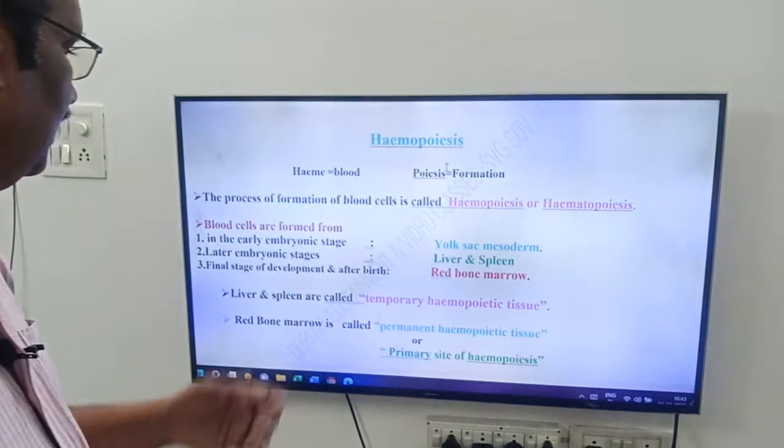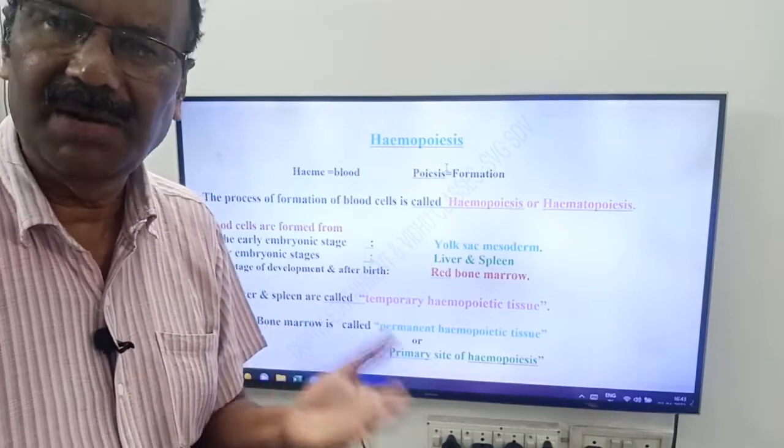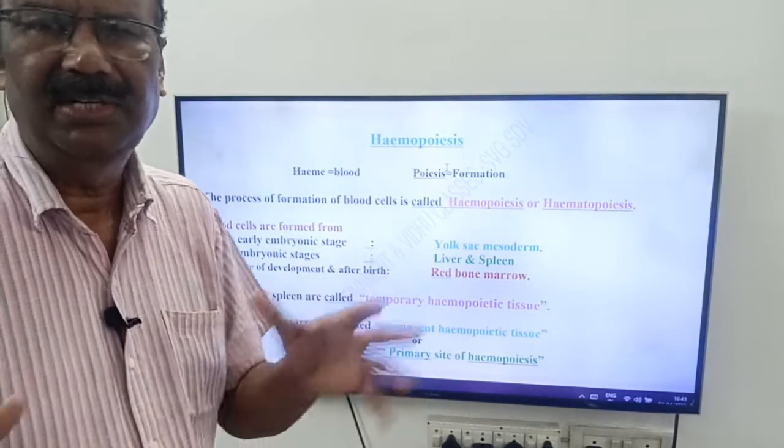Next friends, these blood cells, see friends, we have WBC, RBC and platelets. They are formed from various parts of the body.